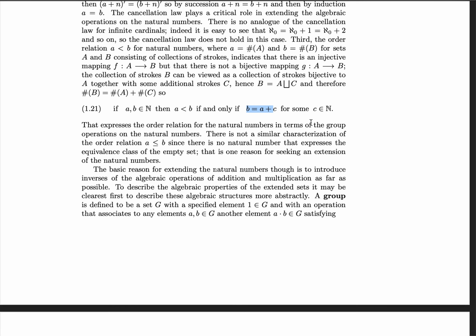This expresses the order relation for the natural numbers in terms of this group of operations that we developed, namely the ideas of multiplication and addition. Note that there is not a similar characterization of the order relation a less than or equal to b, because there is no natural number that expresses the equivalence class of the empty set, which is something we'll extend to next time. Thank you.